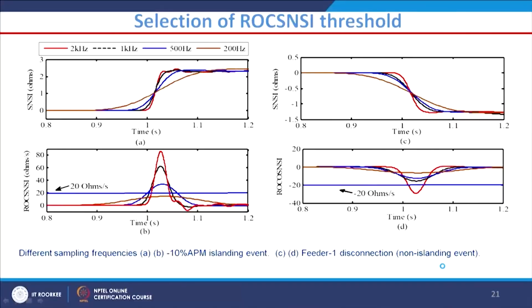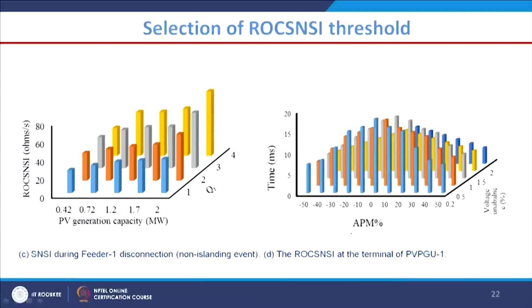How to select this threshold, we have also studied very rigorously by varying the sampling frequency: 2 kilohertz, 1 kilohertz, 500 hertz, 200 hertz. For the different sampling frequencies we simulated and calculated the superimposed negative sequence impedances and the corresponding rate of change of superimposed negative sequence impedance, and we found that by varying the sampling frequency, the threshold also varies. That is one of the demerits of this particular technique. And this shows the percentage of active power mismatch and the time, the PV generation capacity, and how the corresponding parameter, the rate of change of SNSI, varies.